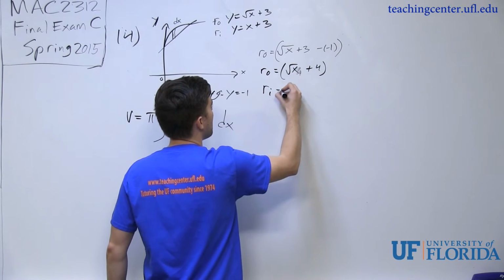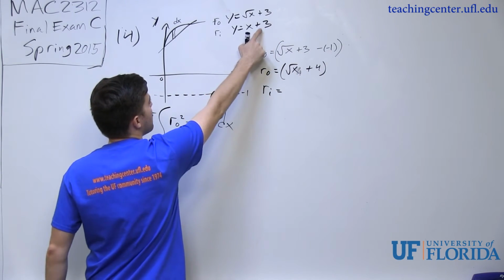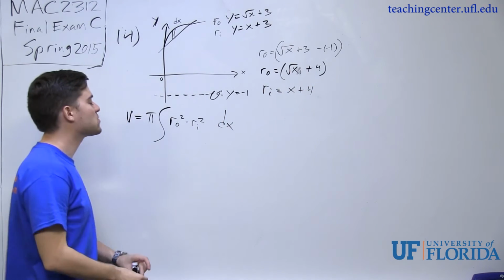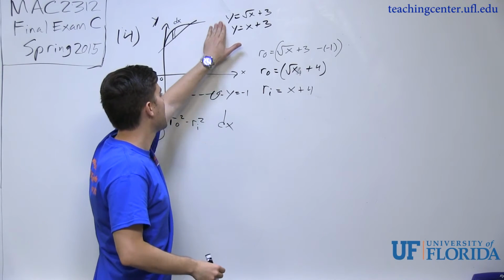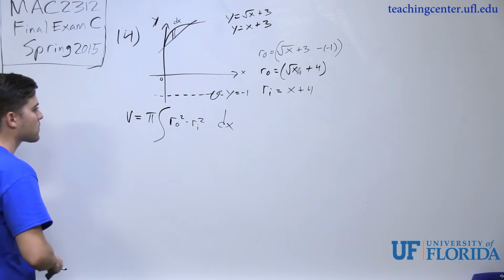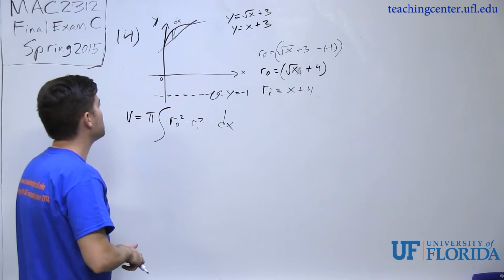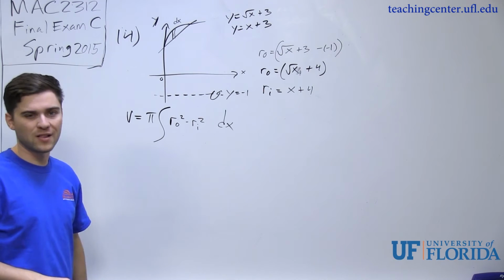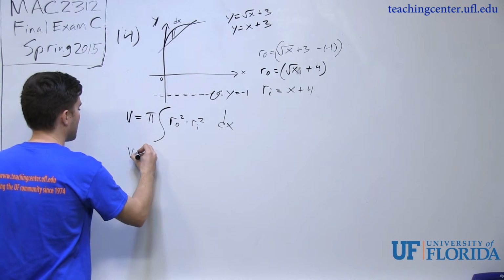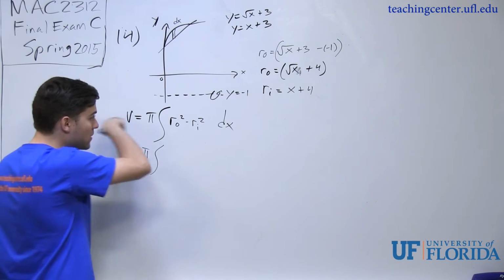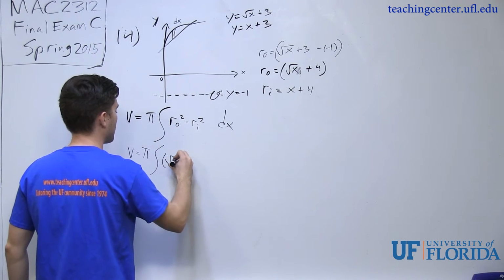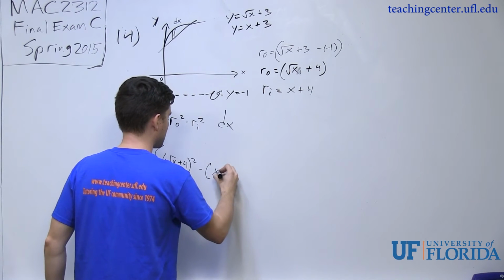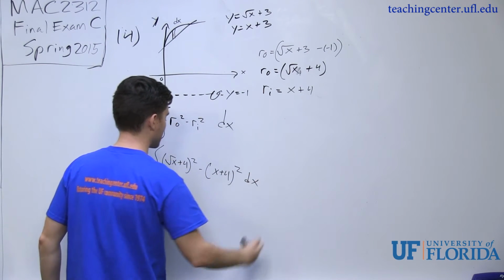Same thing with my r inner. If I subtract off -1 from here, I end up getting x plus 4. So these are my new r outer and my new r inner, and that's what I'm going to plug in. The other thing I need to do is figure out what my boundaries are so that I can integrate, but I'll do that in the very last step. So for now, let's plug everything in. My r outer is square root of x plus 4, quantity squared, minus x plus 4, quantity squared, dx.